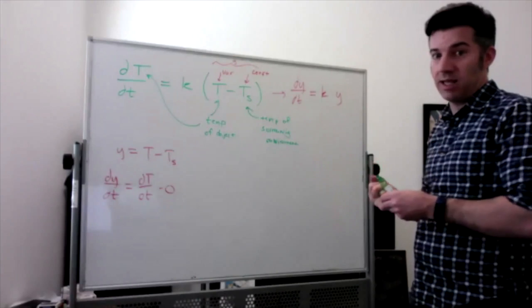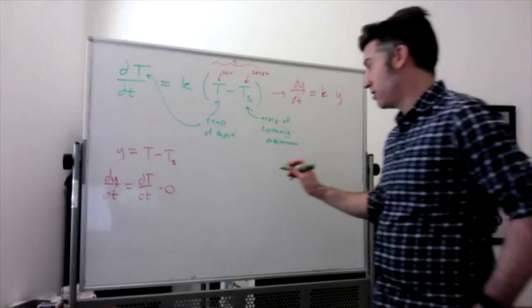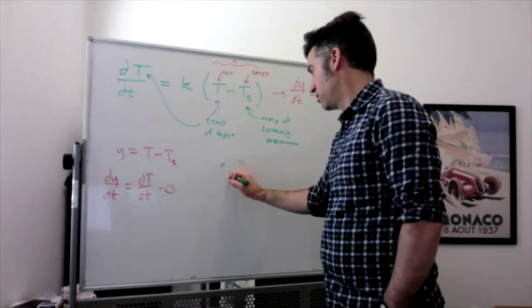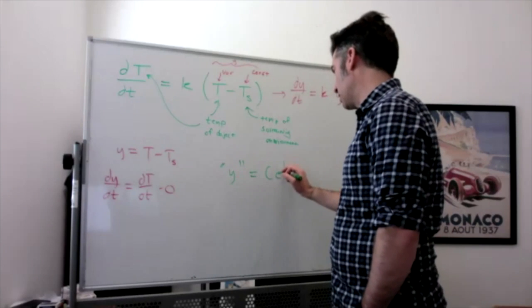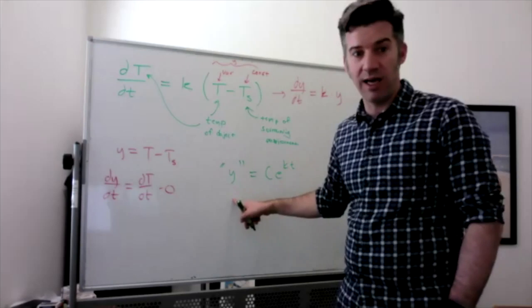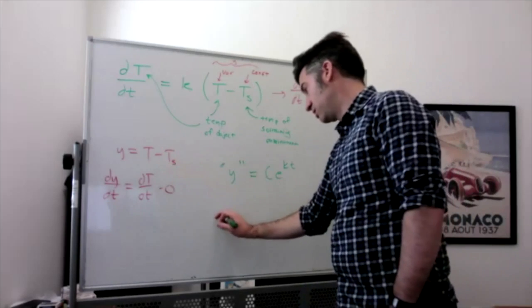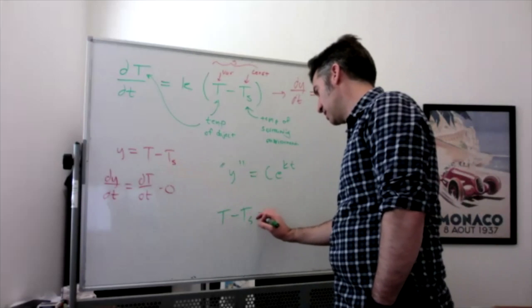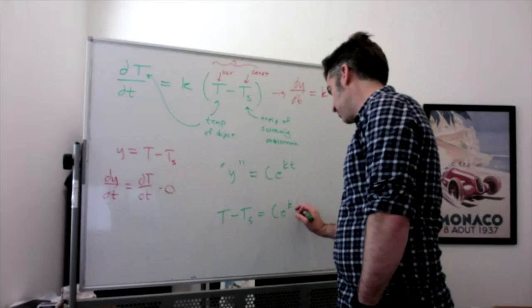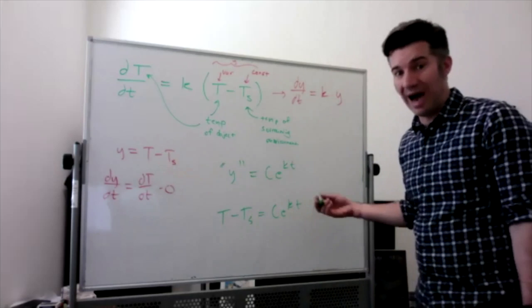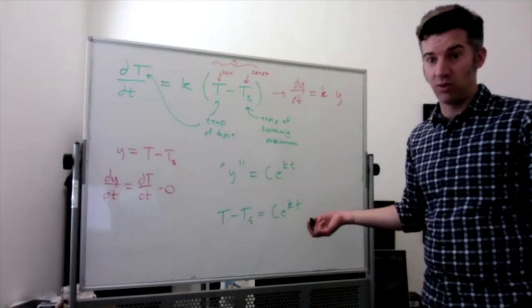So what we end up getting is that y equals c e to the kt. Except it's not y, it's really T minus the surrounding temperature. It's really T minus Ts equals C e to the kt. So this is typically how I think of the Newton's law of cooling formula.